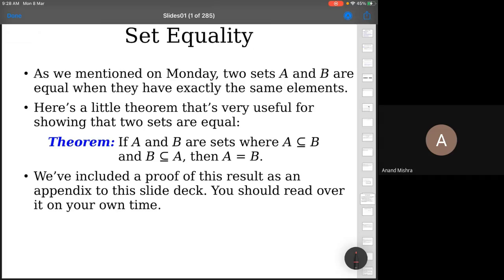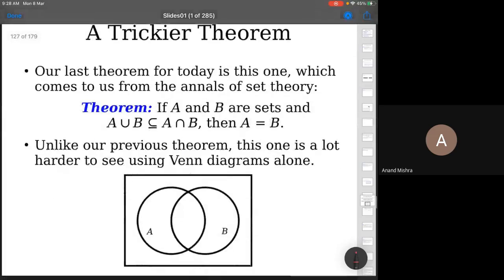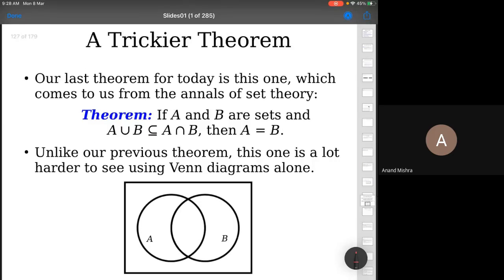So two sets A and B are equal if they have exactly the same elements, right? So if A and B are two sets where A is a subset of B and B is a subset of A, then A equals B. Right. So our last theorem for today comes to us from the annals of set theory, which says that if A and B are sets and A union B is a subset of A intersection B, then A equals B.